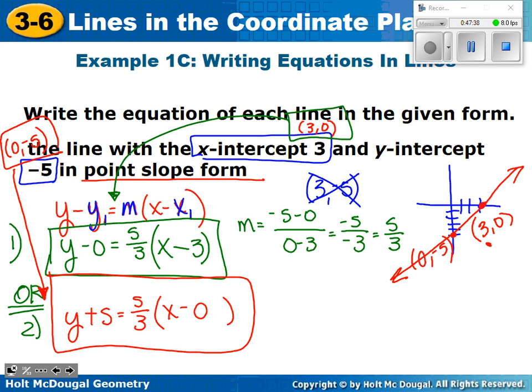If you distributed the 5/3 and added the 0, or distributed the 5/3 and subtracted the 5, you would get the same equation. You don't need to do that because it said point slope form. So you leave it in one or the other form. Questions? Okay, let's look at some graphing problems.